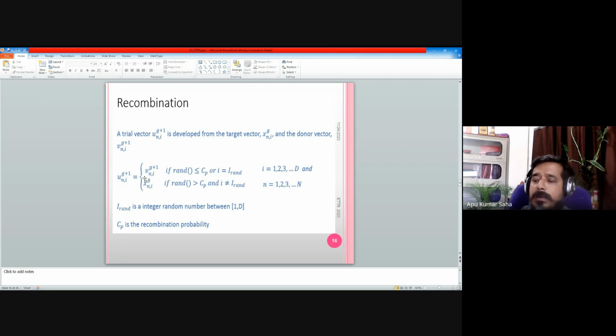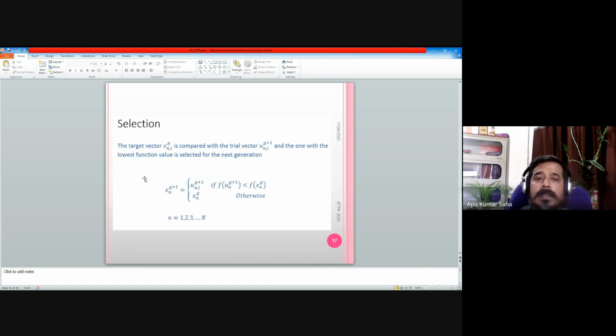Okay. Now we'll finally find the target vector. Because we already said that the method uses Darwin's principle of survival of the fittest. Whoever is best will come to the picture. So now we'll check: if the functional value of U is better than the previous functional value, that is the objective function value, then we'll take U. And if the functional value of the previous one is better than U, we'll take the previous one. That is survival of the fittest: whose functional value, whose fitness is better, we'll consider that one only. So that is our selection. In this way, we'll select.